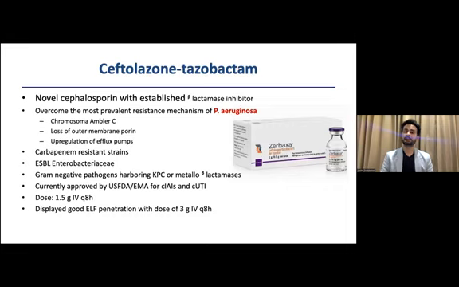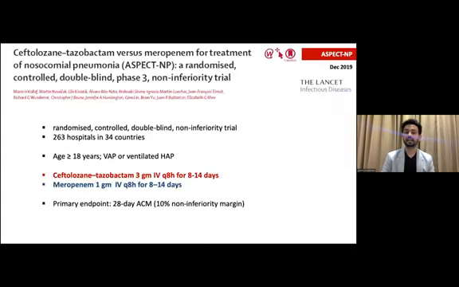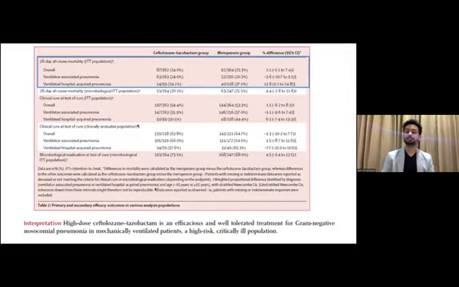The next drug we have is ceftolozane tazobactam. Again, it's a novel cephalosporin with a beta-lactamase inhibitor, wherein most of the CRE organisms, the ESBL Enterobacteriaceae, and the gram-negative bugs can be covered. So this was a trial wherein we looked at ceftolozane tazobactam versus the commonly used drug, that is meropenem, and found out that high dose ceftolozane tazobactam was efficacious and well tolerated for most of the gram-negative hospital-acquired pneumonia, and even in mechanically ventilated patients and critically ill populations.